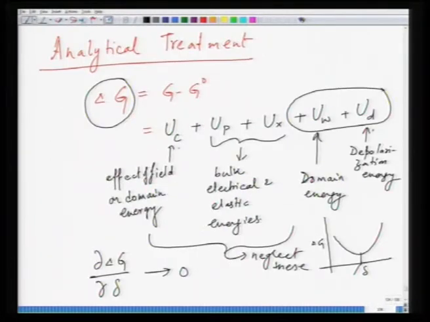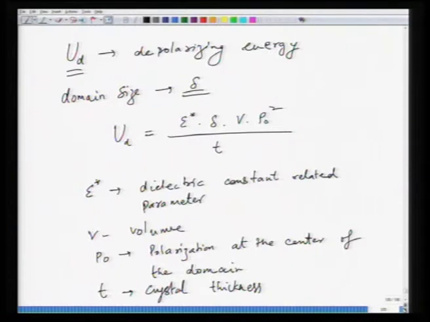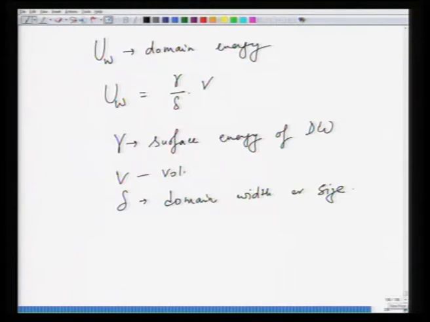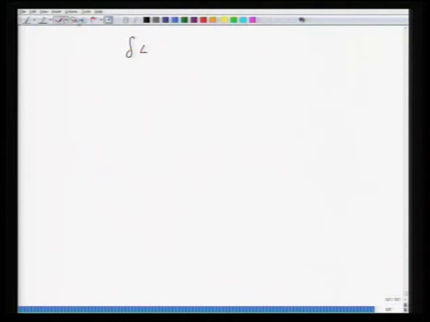Now, we have taken UP and UX as constant because they are fairly constant in each domain, and UC, when you take a constant field, is again independent of delta. So, they remain constant, and as a result, when you differentiate the delta G expression, they go to 0. So, we just minimize this energy with respect to delta, taking del of delta G versus del of delta equal to 0.